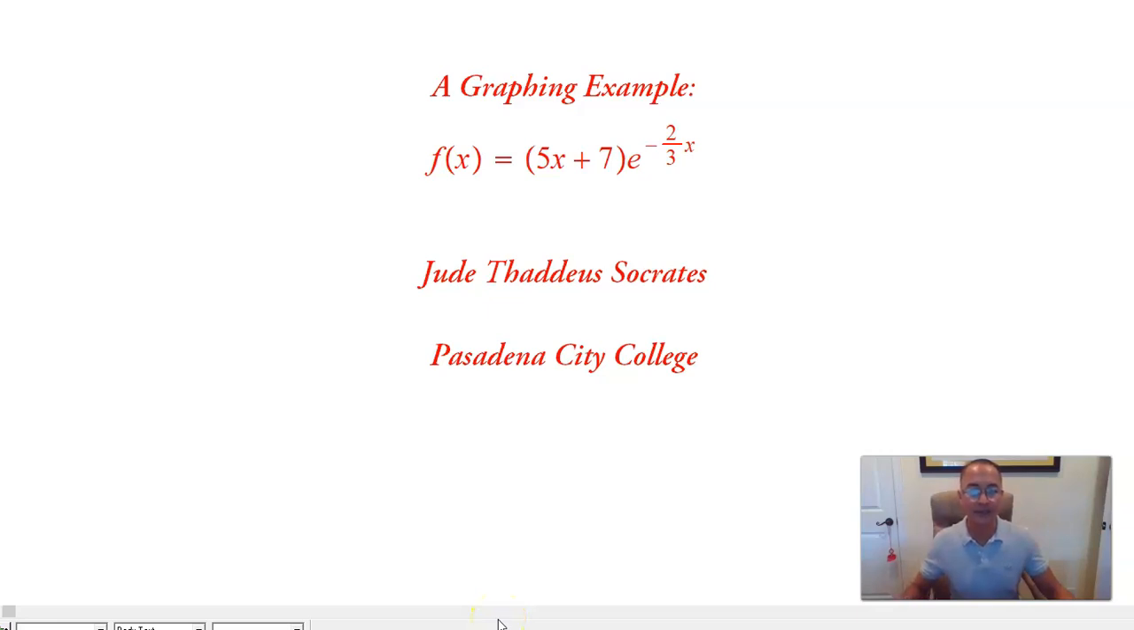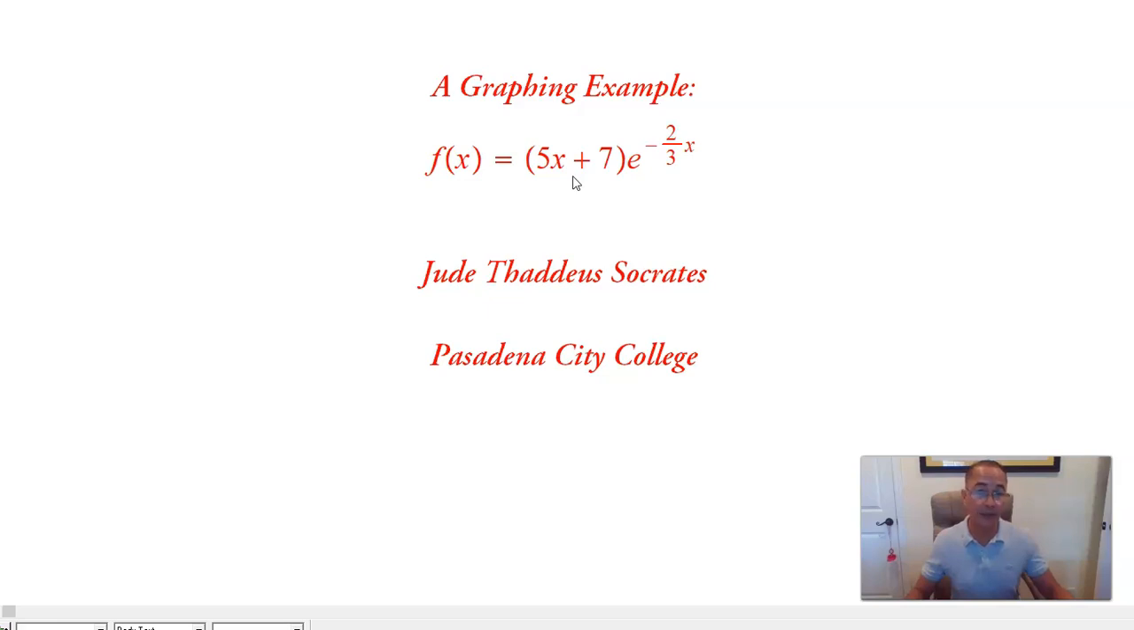Welcome to today's video where we are going to do exactly one thing. We are going to graph a function. And here's the function that we're going to graph. It's basically an exponential factor, e to the kx something, but we are multiplying it by a linear polynomial, 5x plus 7. Okay? So we are going to try to extract as much information as we can from this function.